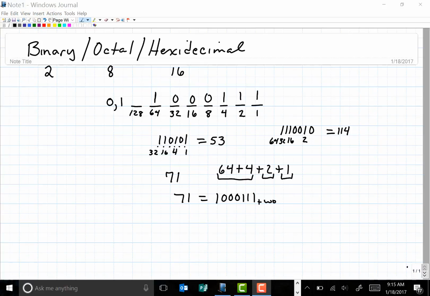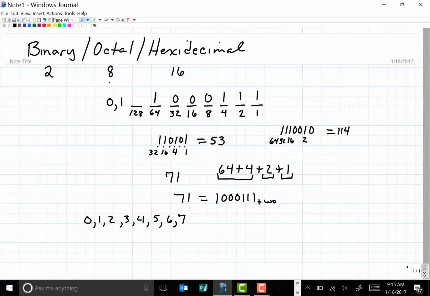All right, now we're going to talk about base 8, or octal. In base 8, remember that we need 8 digits, so we will use 0, 1, 2, 3, 4, 5, 6, and 7. These 8 digits are the digits that we use to form base 8, or octal, numbers.